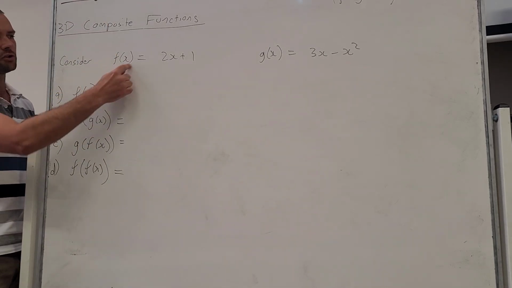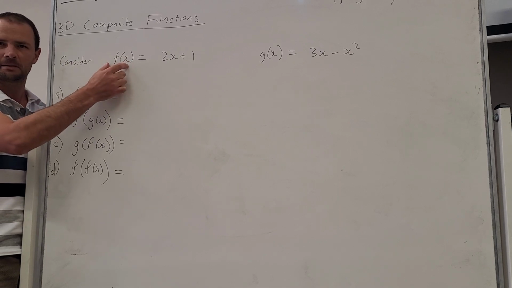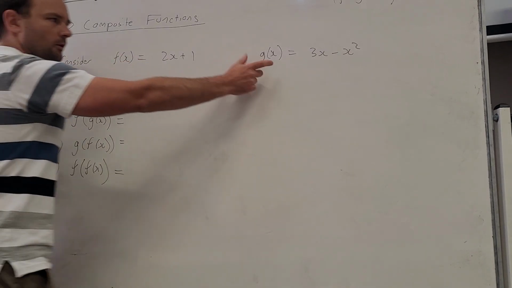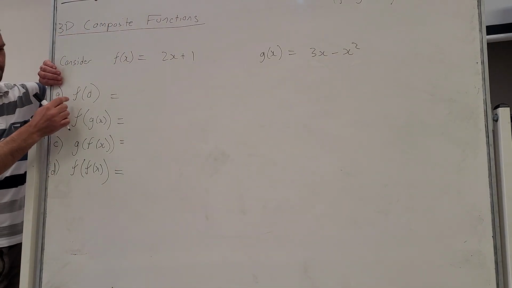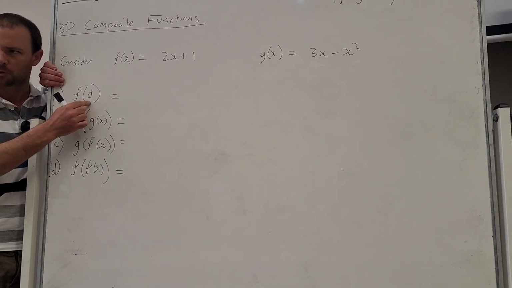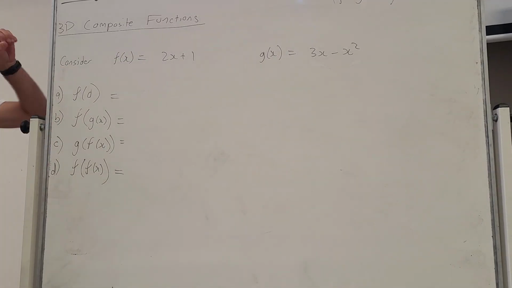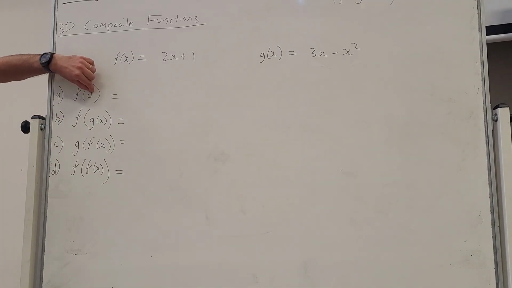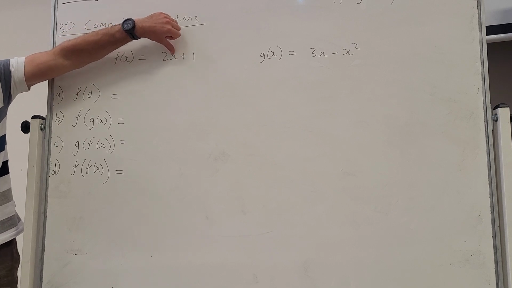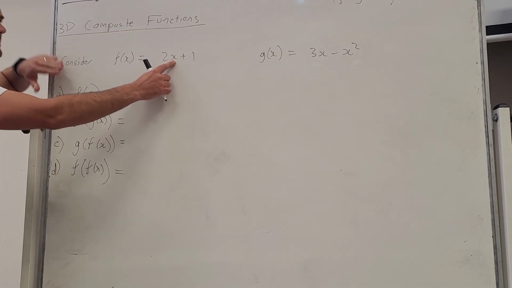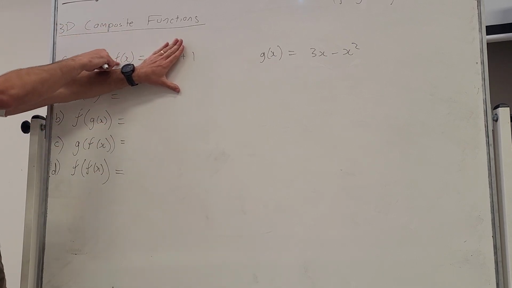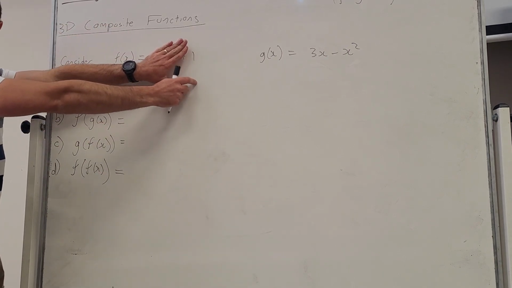So here I've got the function notation. We've got f of x, some function with regards to x. We've got g of x, another function with regards to x. Here it says find f of 0. That means you take the number 0 and you put it into f of x everywhere there's an x. So we're going to take the number 0 and put it there. We would have 2 times 0 is 0. So f of 0 would equal 1.